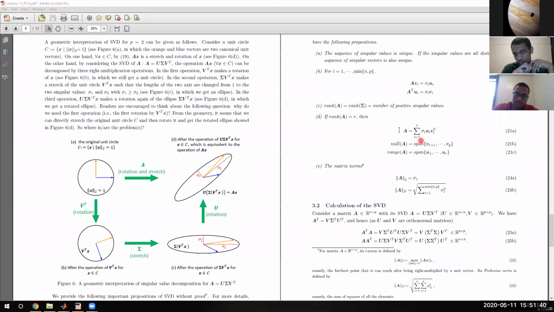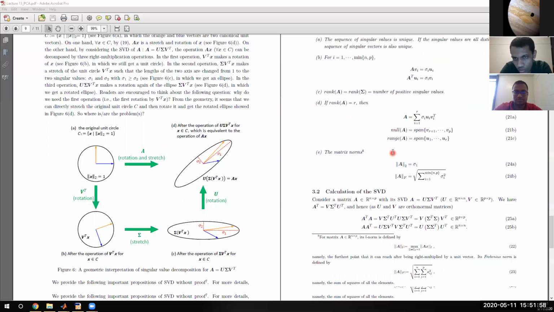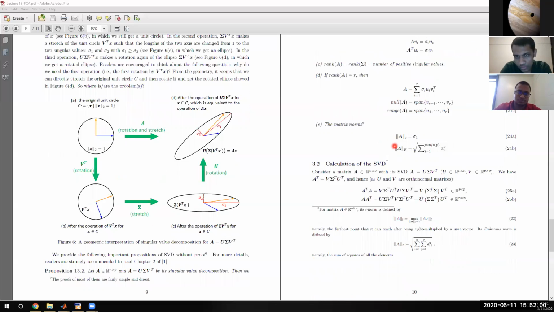Done. And the fourth one is: if rank A is R, then we can decompose it in this way. You can write A just by definition as what I just wrote there. Very simple. The null space and the range here can be verified by the definition of the null space and the range. Done.